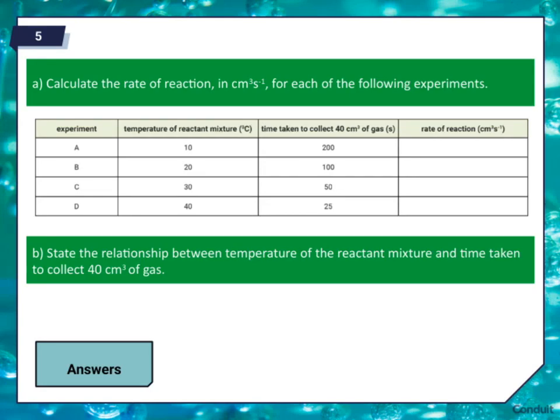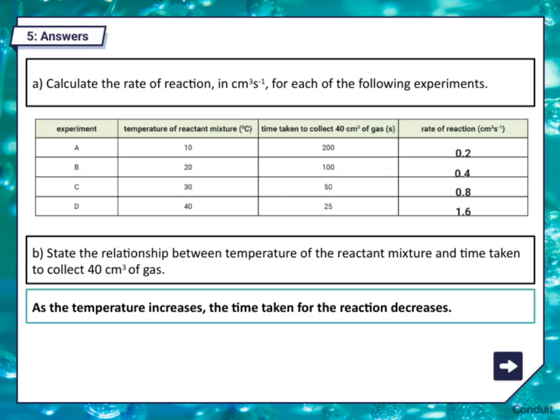Now we're looking at how temperature affects the reaction time, specifically, how long it takes to collect 40 cubic centimeters of gas. First, we calculate the rate of reaction for each experiment, measured in cubic centimeters per second. Then, we explore the connection between temperature and reaction speed. As temperature changes, the time to collect that gas volume shifts, and understanding this relationship helps us see how heat influences reaction rates. Let's look at how temperature affects the speed of a reaction.